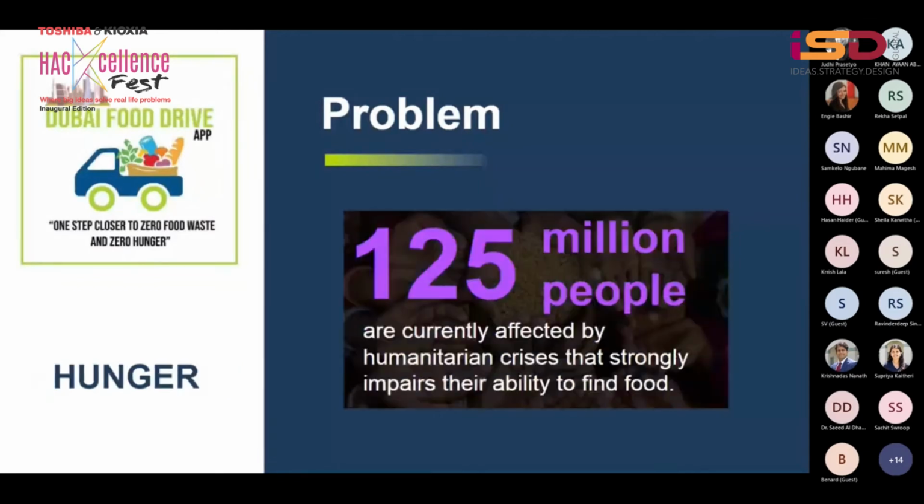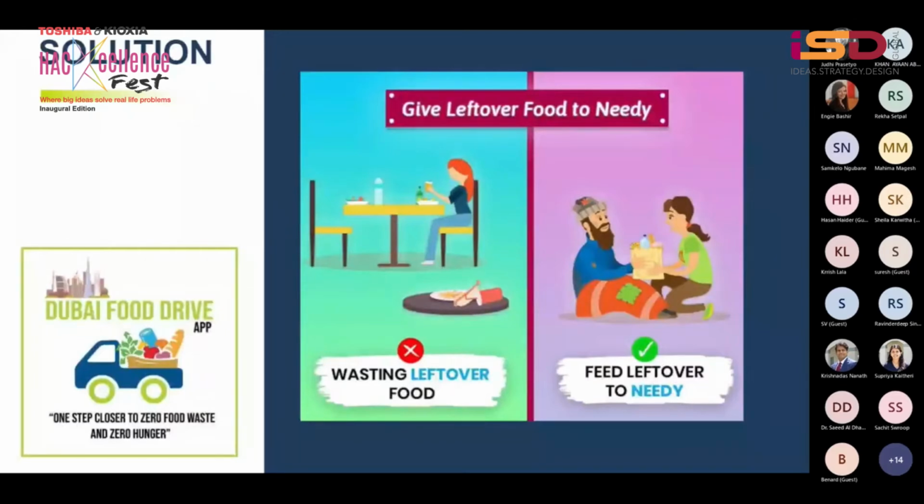Hunger problem, the world's greatest solvable problem. The world produces enough food to feed everyone on the planet, but not everyone is able to afford it. 125 million people are currently affected by humanitarian crises that strongly impair their ability to find food. Solution: give leftover food to the needy. Don't waste food, instead donate to feed the needy.